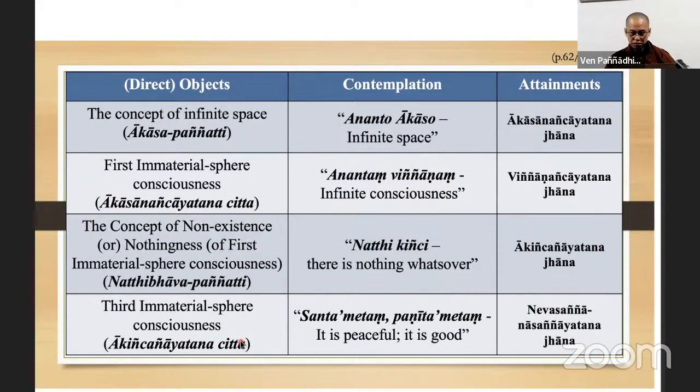Very nice. So by this development, repeating again and again, keeping in mind, then Neva Sanna Nasanna Ayatana jhana is attained. Then in this way, the meditator completes the 4 Arūpāvacara.